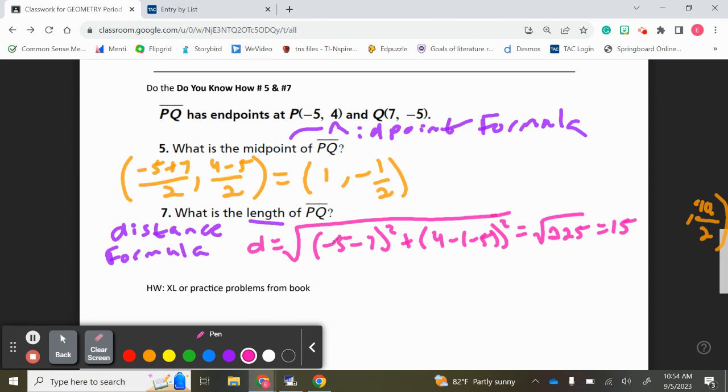Now this should have combined. -5 and -7 give you a -12. So that gives you 144 when you square it. This becomes positive, so that gives you 9. So it's 144 plus 81. Okay? What questions do we have right now? Anything?